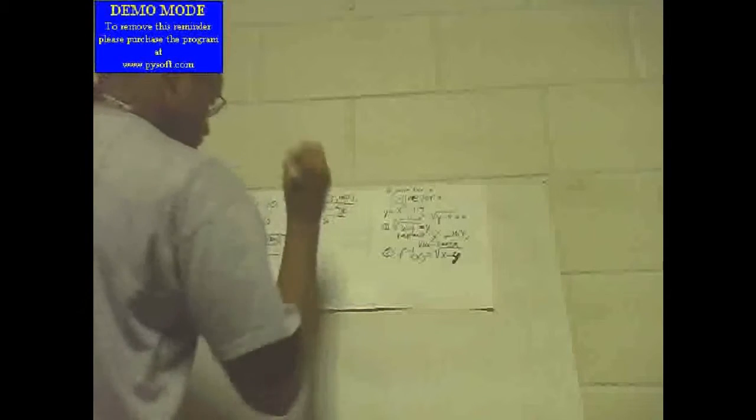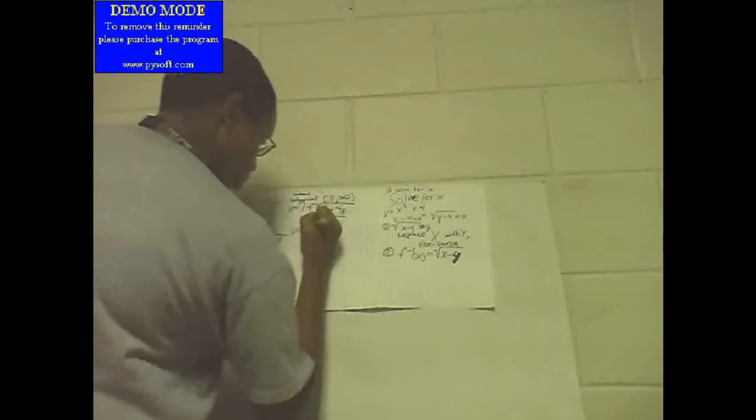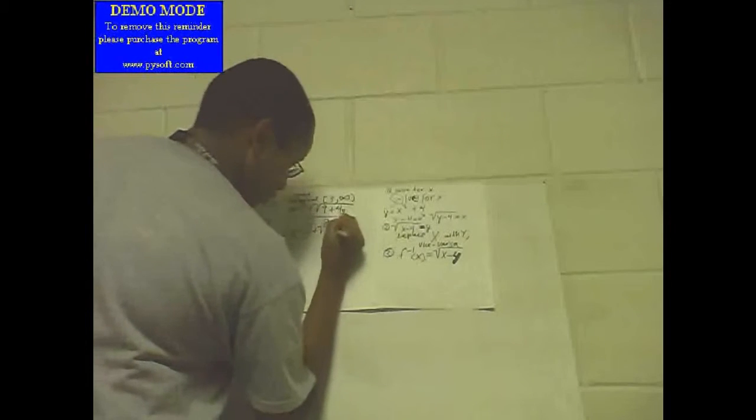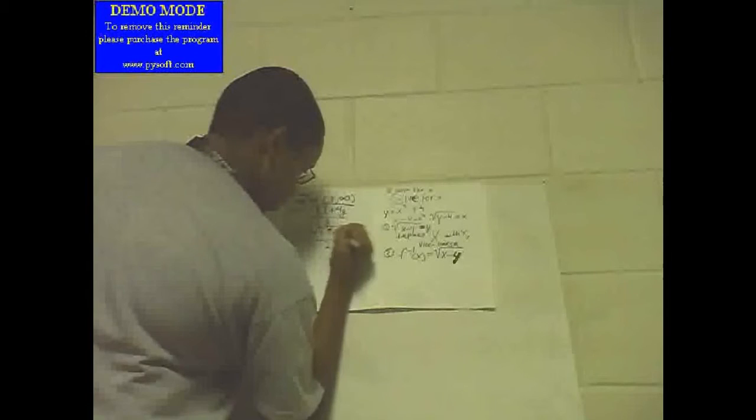Step 2, replace your x values with y's and your y values with x's. So now this x will become y, and this y will become x. y equals 7 plus the square root of 9 plus 4x, over 2. That is the inverse function of x squared minus 7x plus 10.